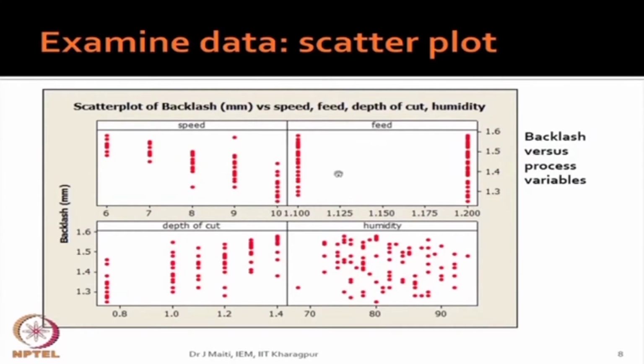Similarly, if you see feed, it is difficult to tell, but the variability here is more, here is less, and it is not clear whether there is any decrease or increase relationship. That type of relation is not there. But in case of depth of cut, there is a clear-cut increasing relationship, but in case of humidity again it is random, very difficult.